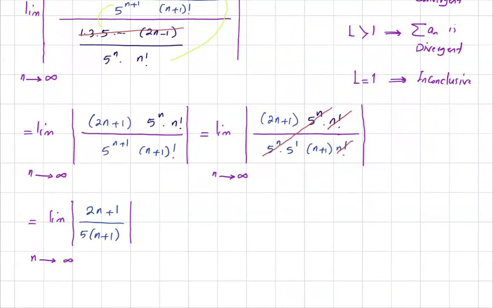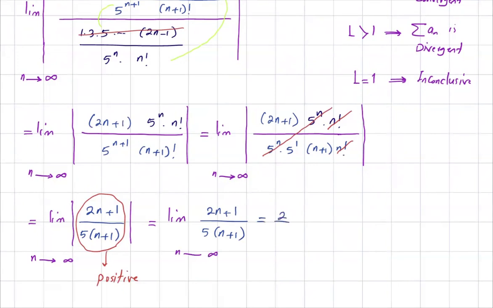But when you find the limit as n goes to infinity, please note that all of these quantities are positive. So this is just a positive quantity, and you don't have to worry about the absolute value. So this becomes the limit of 2n plus 1 divided by 5 times (n plus 1). As n goes to infinity, this is equal to 2 over 5.